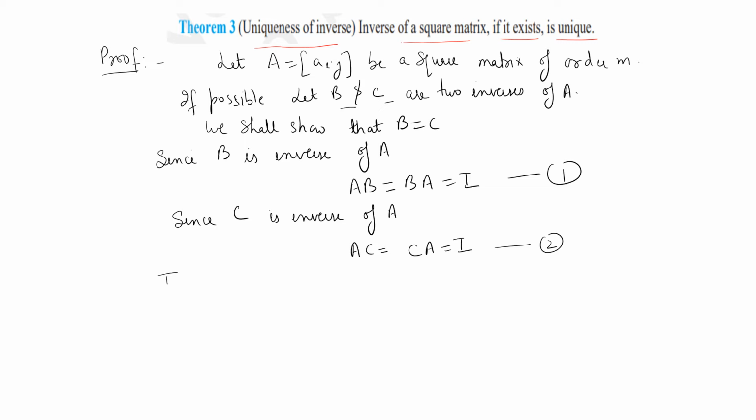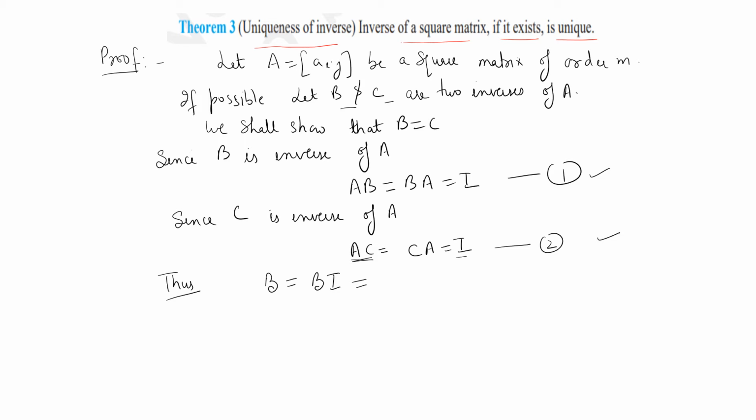Now I need to prove B is equal to C. So let us see, I will start with B and prove that this turns out to be equal to C. How do we do it? By using both of these equations. Can I write B as B into I? Yes, because a matrix multiplied by the identity matrix is the matrix itself. So B can be written as B into I. Now I need to introduce C in some manner, right? For C, I will use this equation, because there is no C here. So C will come out from here.